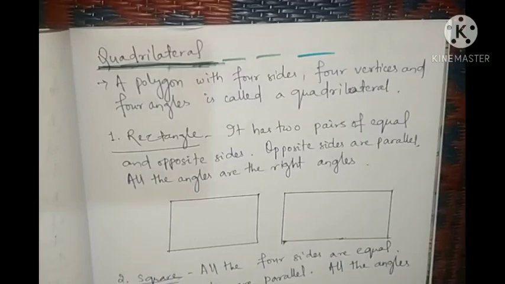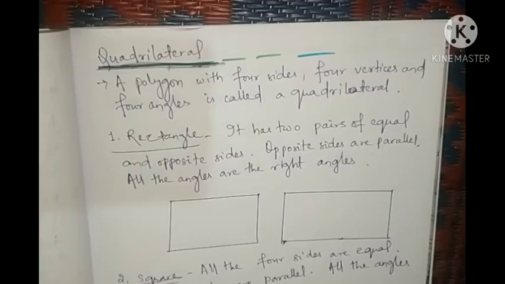So today we will start the new portion of this chapter 5, that is, we will study about quadrilaterals and different types of polygons. Last class we studied about perpendiculars and different types of triangles on the basis of their sides and on the basis of their angles. So let's see today's class: quadrilateral.